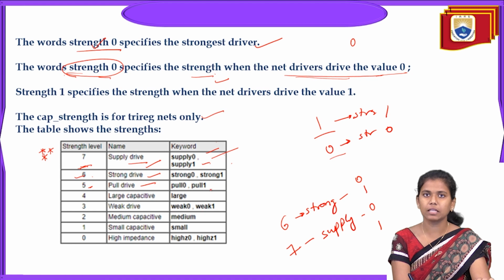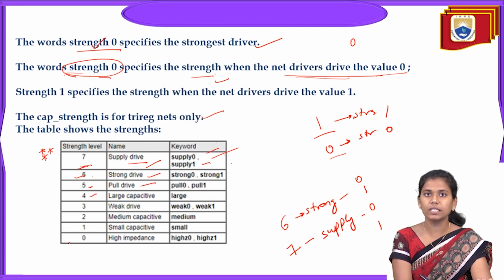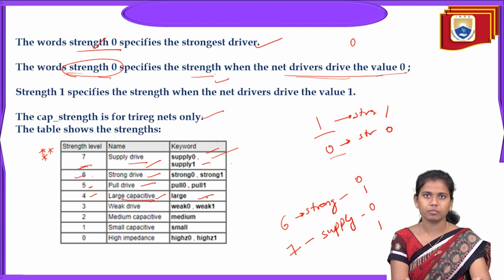So pull drive is nothing but, again, the keywords that we can use are pull 0 and pull 1. Okay. And then coming to the fourth one. The fourth one is large capacitive. If the signal strength, or the strength level, is 4, then such a variable is called large capacitive. And in the program, for this large capacitive module, the keyword that we use is large.